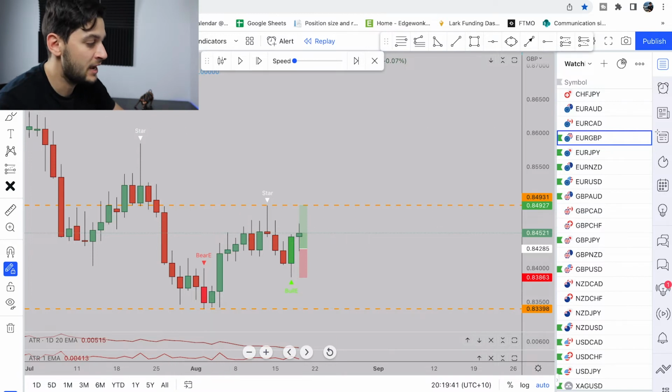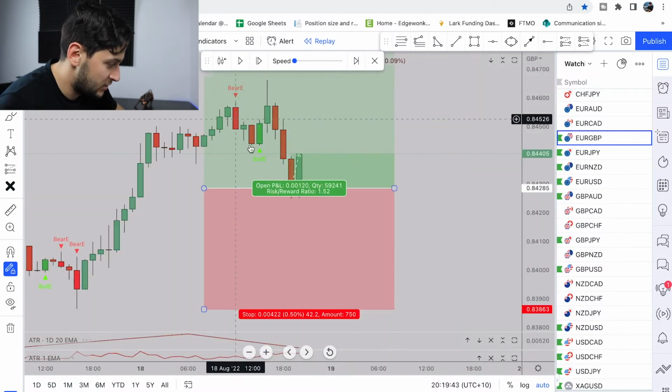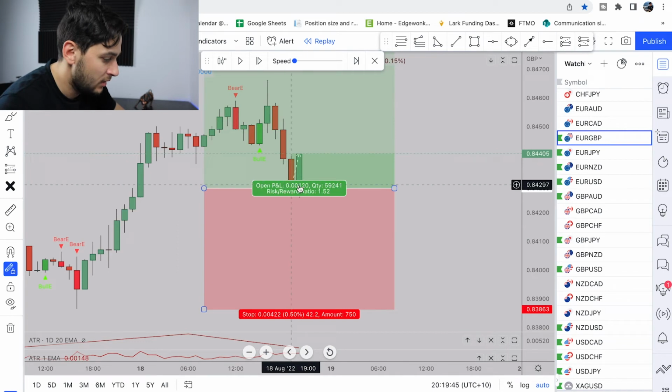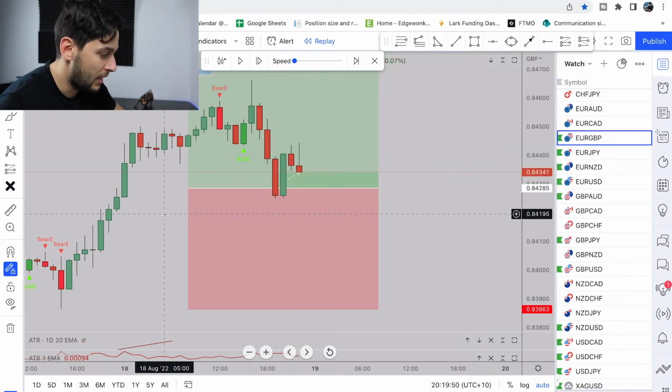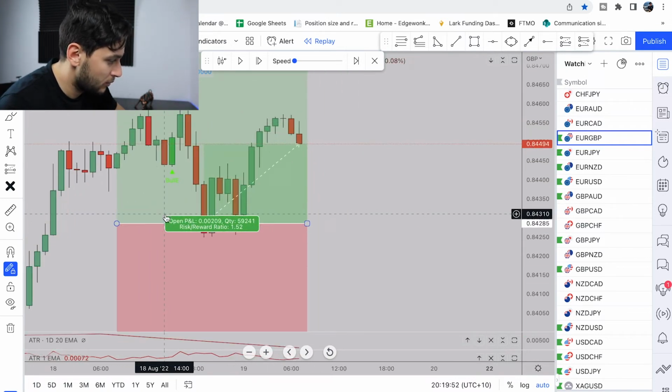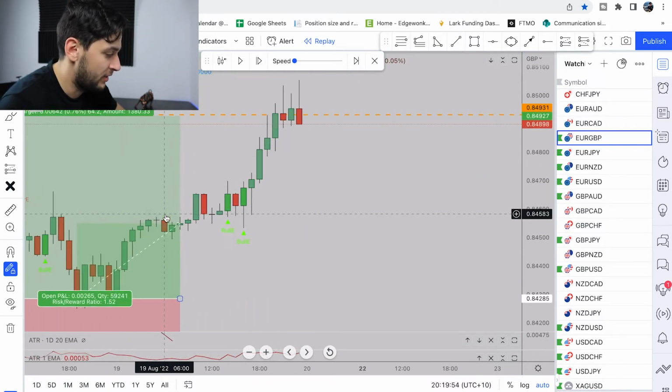Now I've passed through a day. But let's go back down to the charts. So you can see we entered here at 7 p.m. on the 18th of August. And if we just scroll through and see what happens, price continued to increase and went on and hit targets.